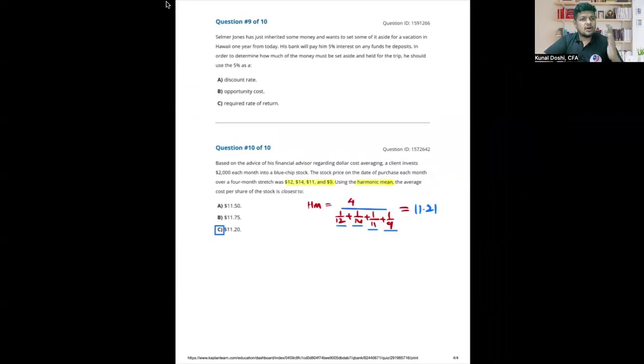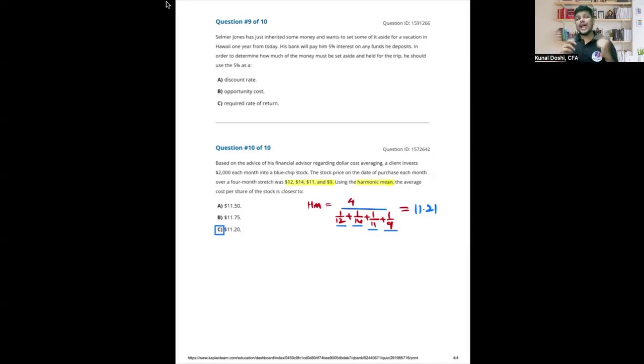Can you raise hand or drop me a text as to who all are seeing this for the first time? This technique of doing harmonic mean, or is everyone used to it? If everyone is used to it, great. Okay, so that's your harmonic mean, right? The answer is done here.